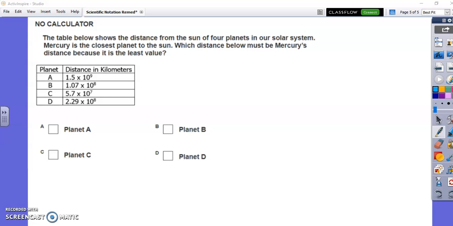So once again, if you look at all these numbers, they're all written in scientific notation. So what we're going to examine is the exponents. So we have a 9, an 8, a 7, and an 8. And we're just figuring out which one of those numbers is the smallest. So the smallest number is 7, and that corresponds with planet C. So the correct answer is planet C.